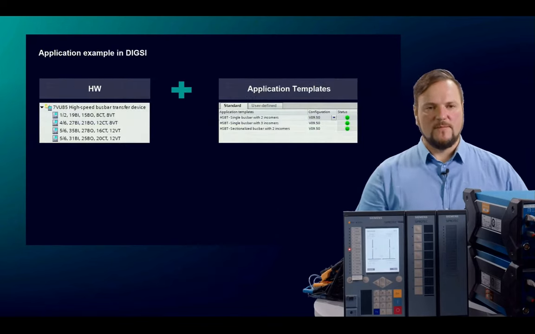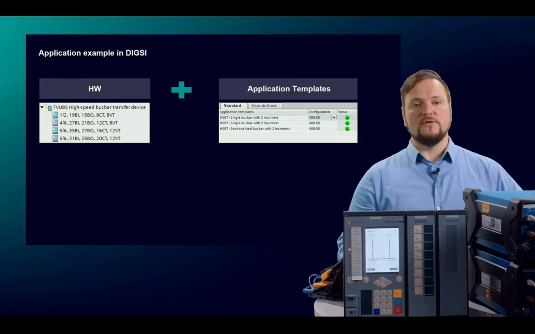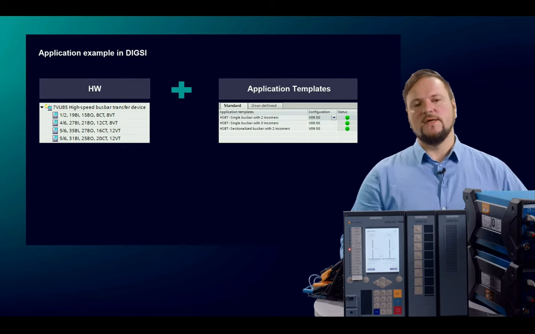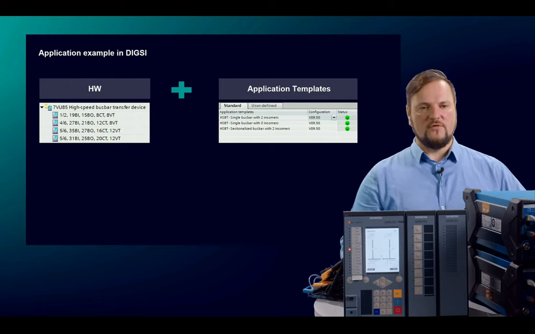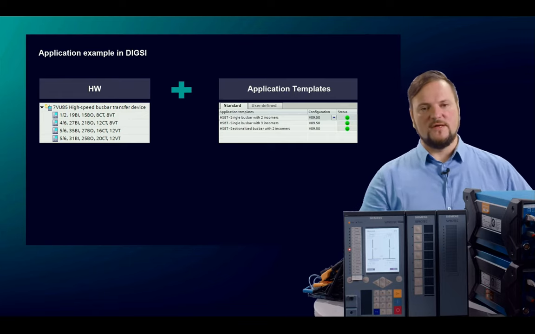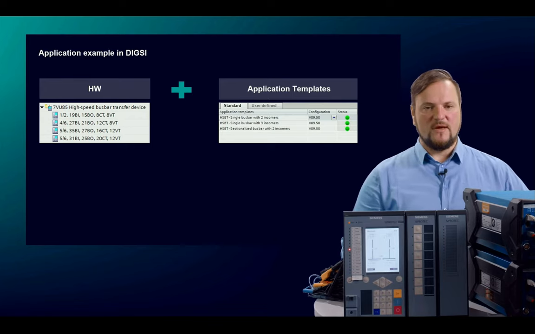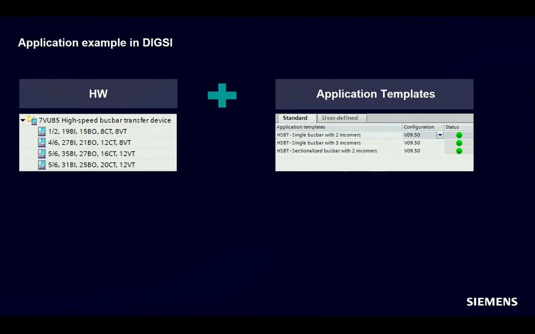If you start in DIGSI, you type in your product code or your short code in the SIPROTEC 5 configurator. Then you also have the possibility to select your device, or start directly in DIGSI by selecting the hardware. After you select the hardware, you find the application templates. Here we have 9.50, where we have three. 9.60 then supports five application templates.